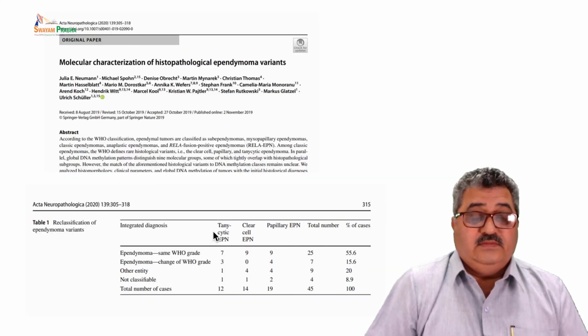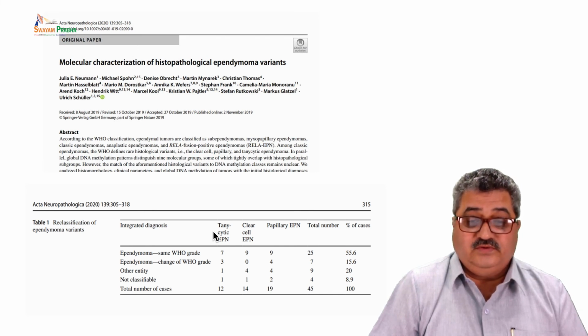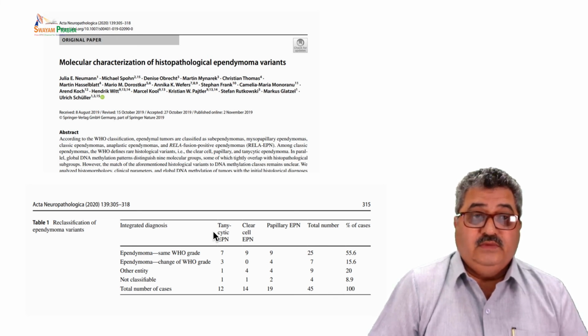Now, some of the variants, for example tanycytic, clear cell, and papillary variants of ependymoma, are just morphological variants. These are not true variants of ependymoma. In one study, it was shown that on methylation study, many of the tumors were either upgraded or downgraded, and many of them belonged to some other categories.